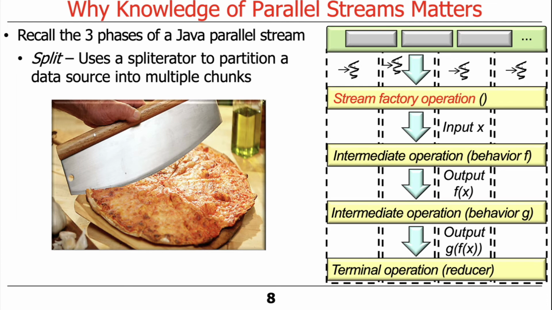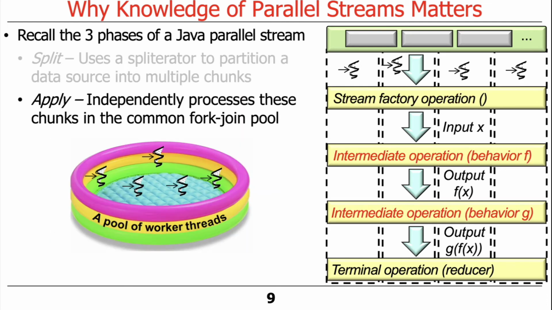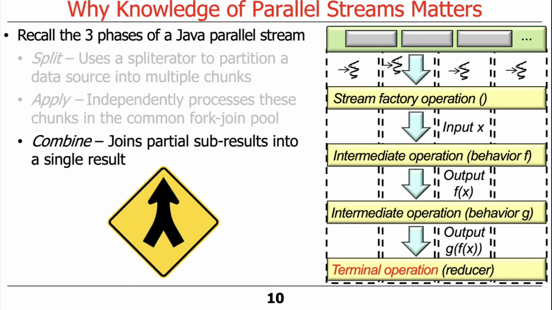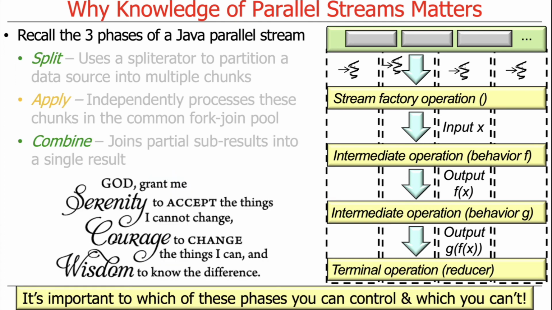So recall there are these three phases of a Java parallel stream. There's the split phase, where the spliterator is used to partition the data source up into multiple chunks. And then those chunks are handed off as they're created to the common fork-join pool, which we'll talk about in more detail, and processed in parallel. And then the chunks are combined together from the different subresults into a single reduced result, or merged result, or combined result, or whatever you want to call it.